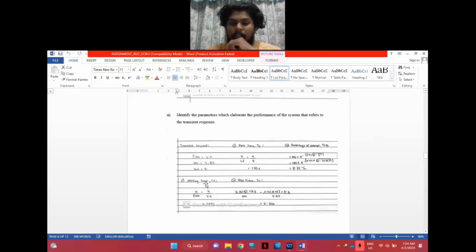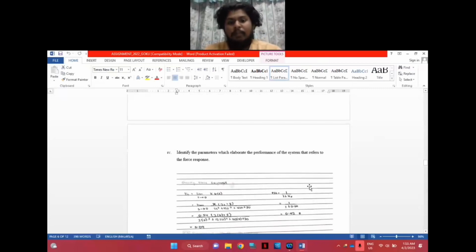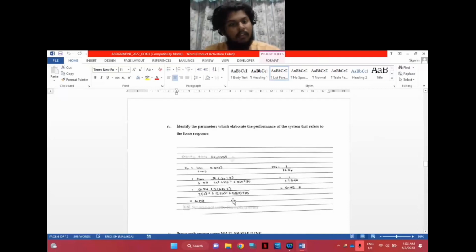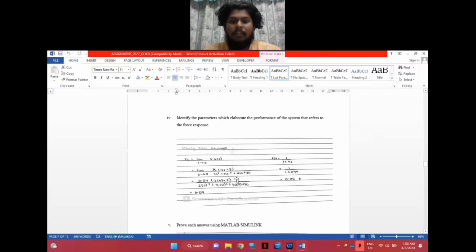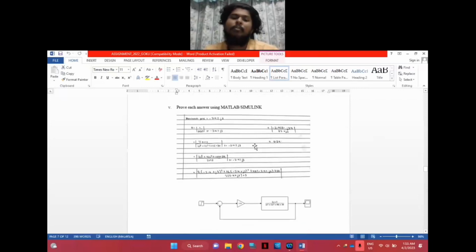The settling time is 1.67 seconds, the peak time is 1.05 seconds, the rise time is 0.50 seconds, and finally the overshoot is 8.35 percent. Next, we identify the parameter which describes the performance of the system referring to the force response, so here we need to find the steady state error. The steady state error is 0.92, and we need to prove each answer using MATLAB and Simulink.